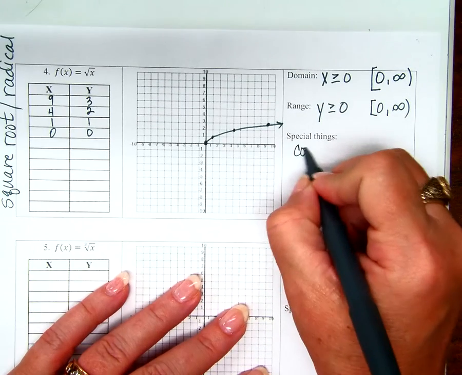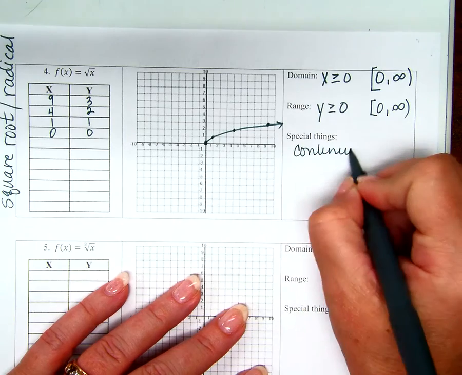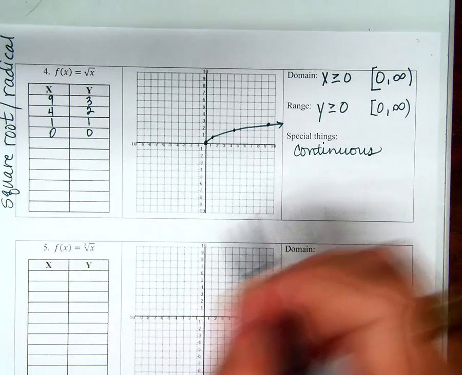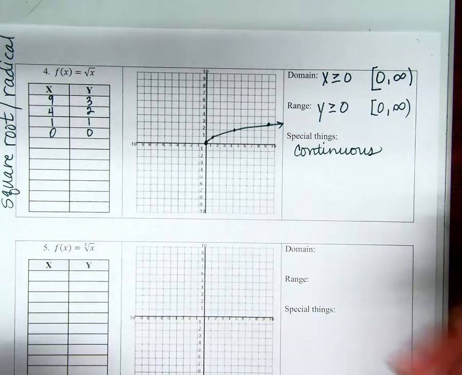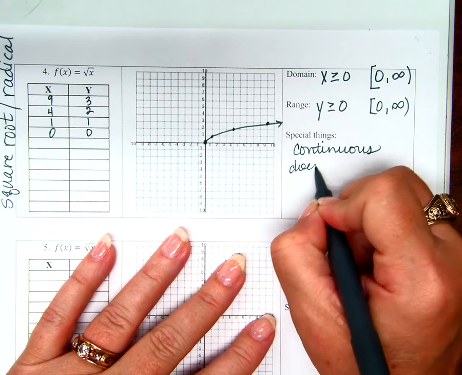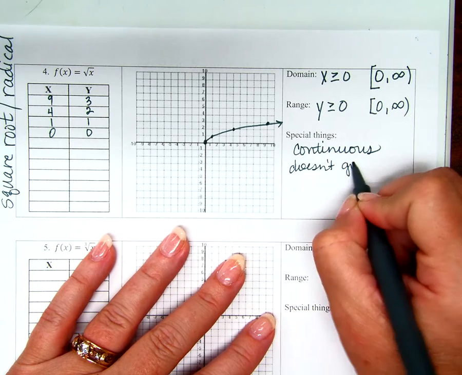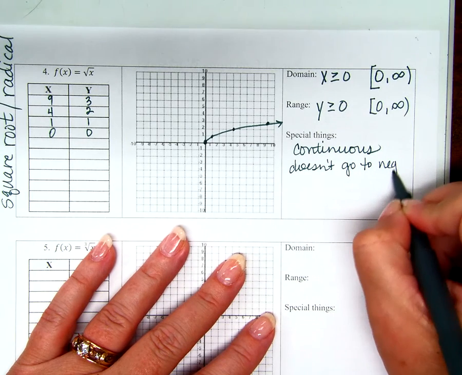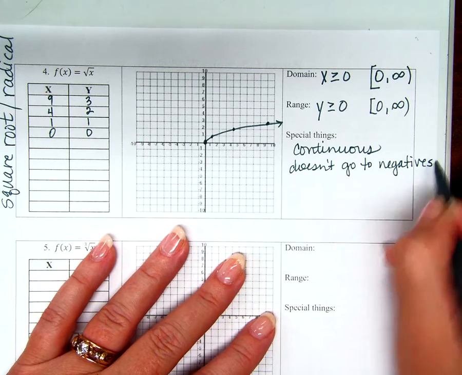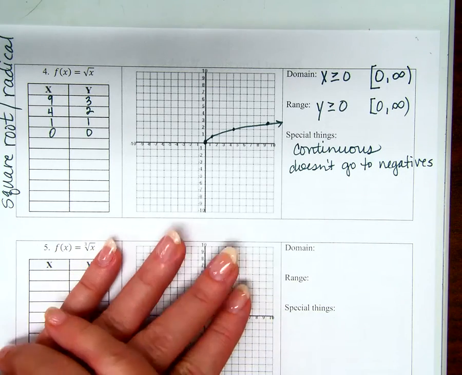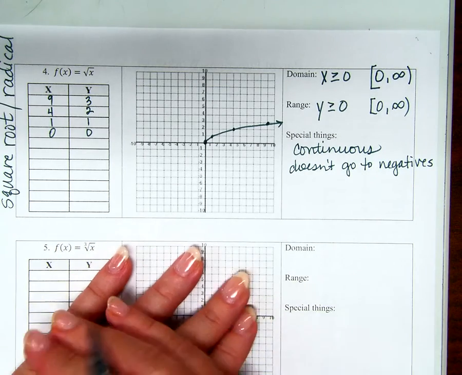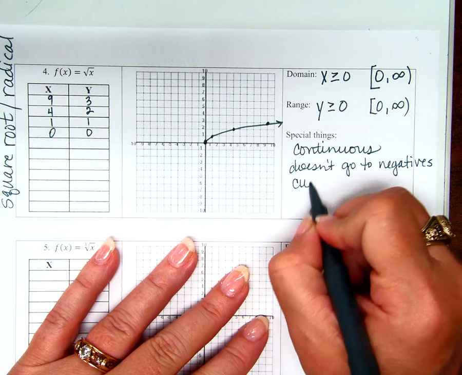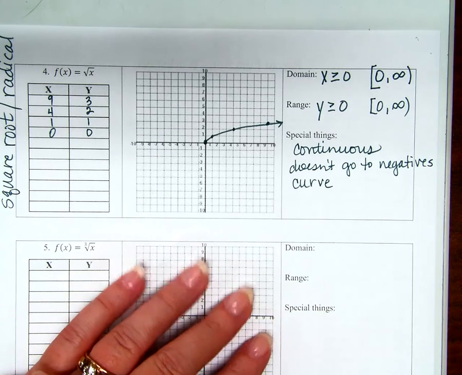Continuous. Say again, please. It doesn't go to negatives? Anybody else? Some people earlier put this, that it was a curve.